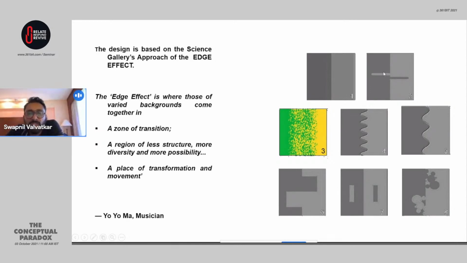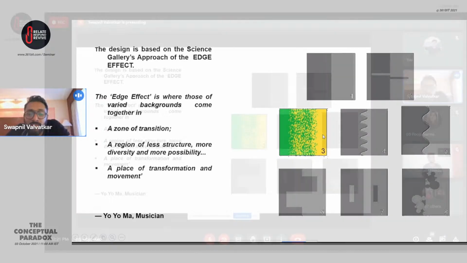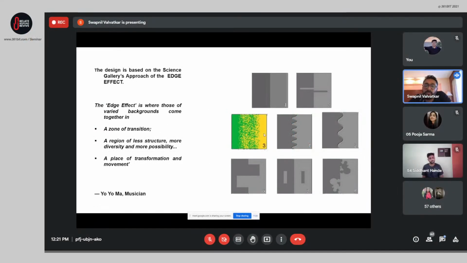So we tried to illustrate the best possible ways, eight or nine of them. And we realized that of all of these, this is the best way to blur that edge: where one space flows into another and they start pixelating into each other. And that's what we were trying to look at in this project.